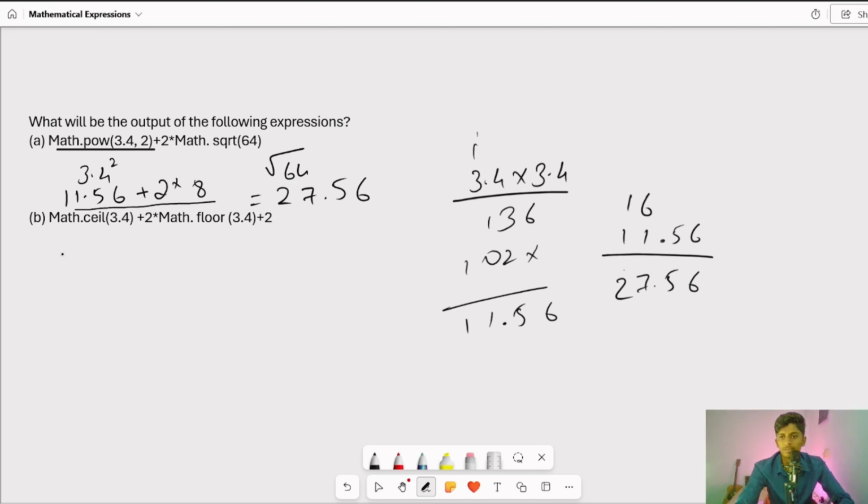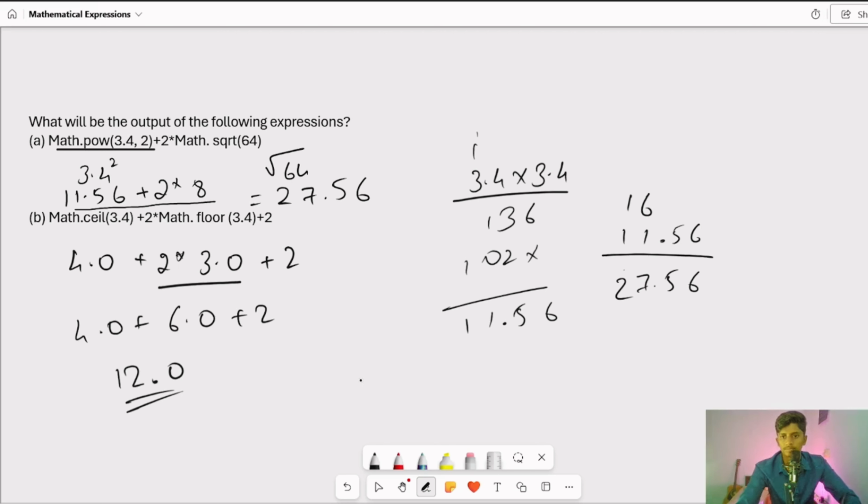Next, Math.ceil of 3.4. It is a ceil function so that will be 4.0, plus 2 into Math.floor of 3.4. If it is the floor function, it becomes 3.0, plus 2. It is very simple. 3 into 2 is 6.0, plus 2 is 4.0. Next, if we add all of this, 4 plus 6 is 10, 10 plus 2 is 12.0. So this is the answer.